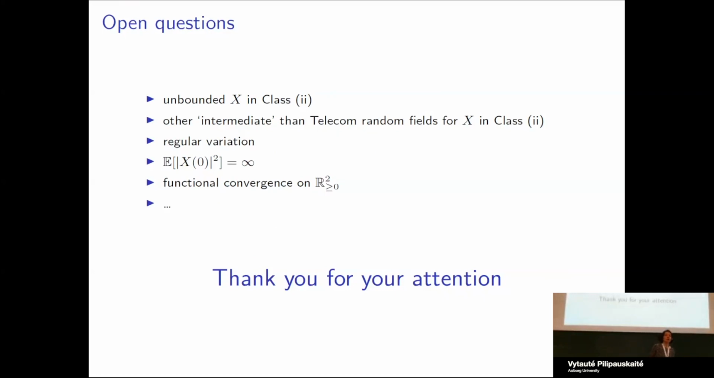Other questions: can we have regular variation, more general than Pareto-like? Can we have a general slowly varying function there? In the conditions, the assumption about the second finite moment is also questionable, and of course functional convergence on R2. But in general, I think as a phenomenon itself it's quite interesting, not only for these specific processes, but to study sums over spatial data with long-range dependence. So thank you for your attention.